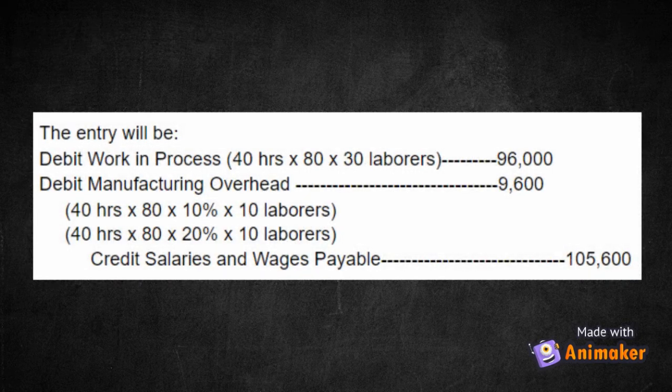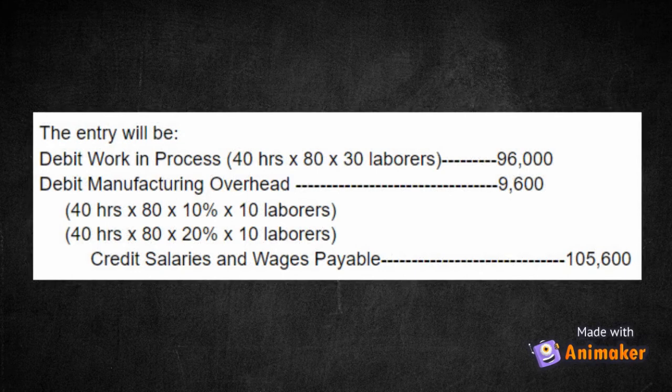The entry will be debit work in process 96,000, which is 40 hours times 80 times 30 laborers. Debit manufacturing overhead 9,600, which is 40 hours times 80 times 10% times 10 laborers, and 40 hours times 80 times 20% times 10 laborers. Credit salaries and wages payable 105,600, which is the sum of 96,000 and 9,600.